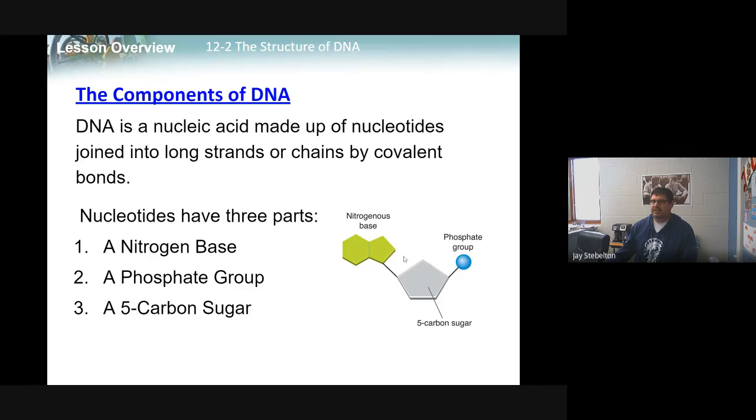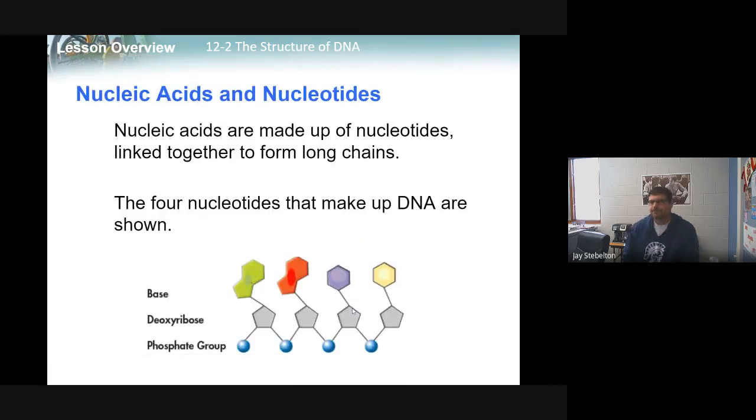All of these put together in this exact order, phosphate, sugar, base, phosphate, sugar, base, phosphate, sugar, base, creates one side of the DNA ladder. When the bases are hooked together, that creates the other side of the DNA ladder. So let me show you that.